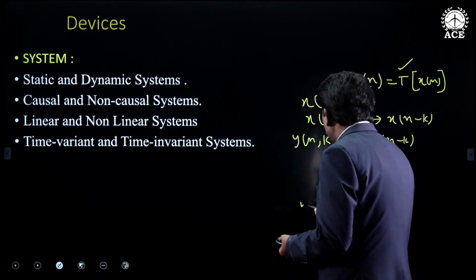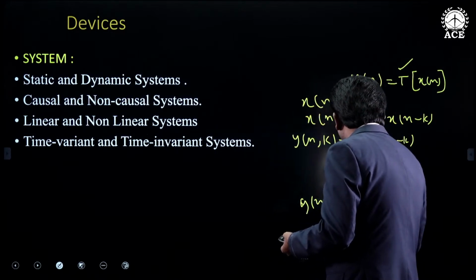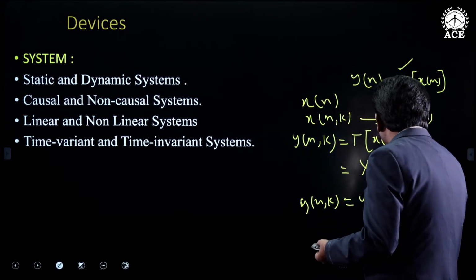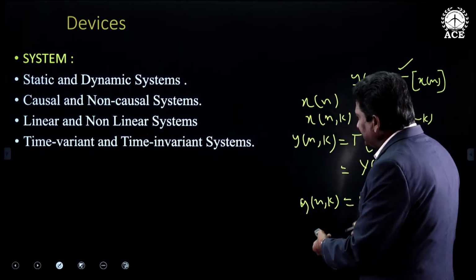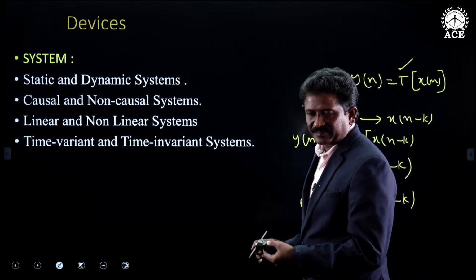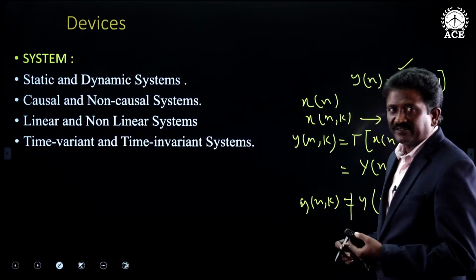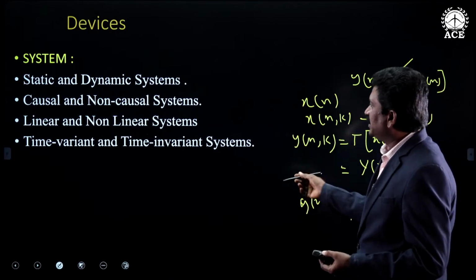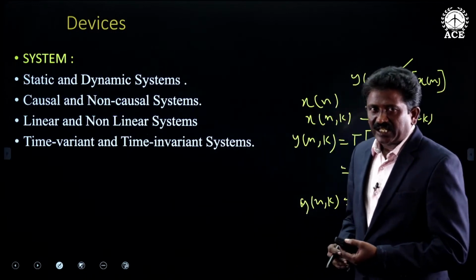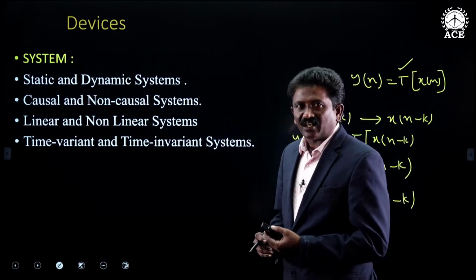Here, suppose y of n minus n comma k is equal to y of n minus k. Now this is called a time invariant system. Suppose it is not equal, that means y of n comma k is not equal to y of n minus k. Now in that case our system is a time variant system. Now in the same way you can write for linearity and non-linearity also.